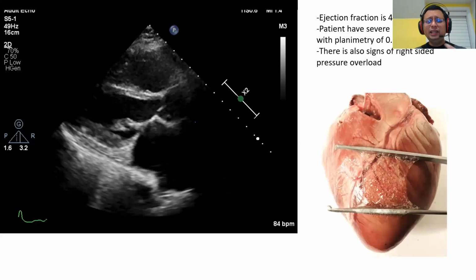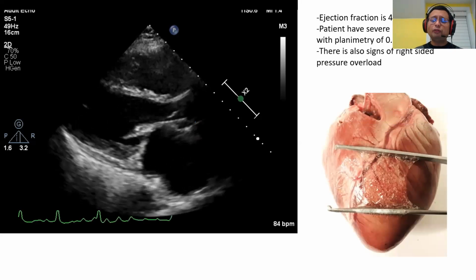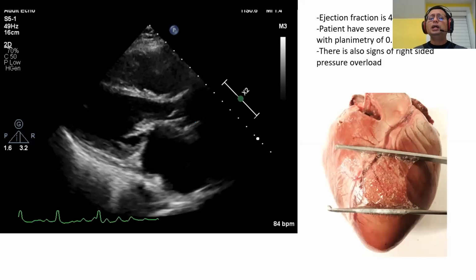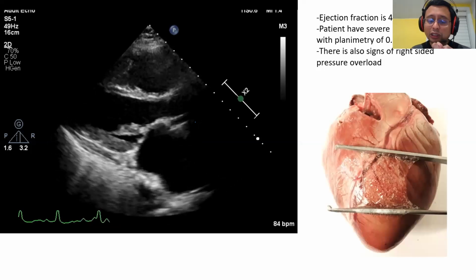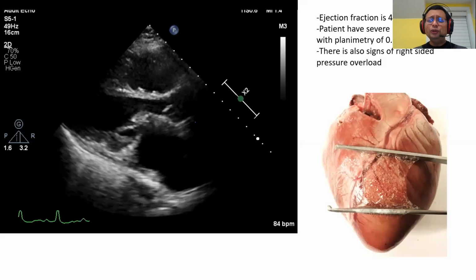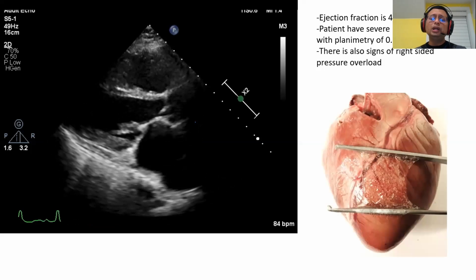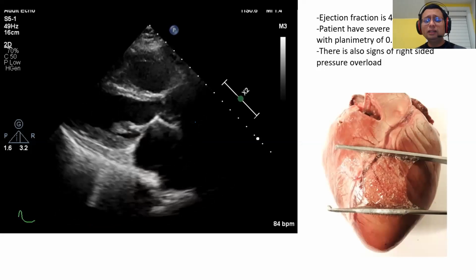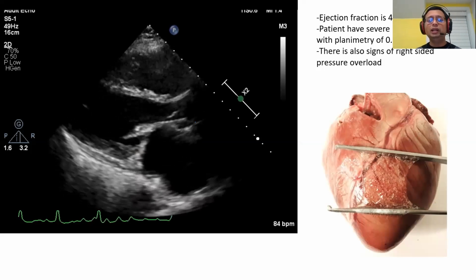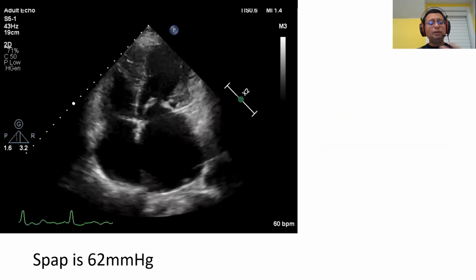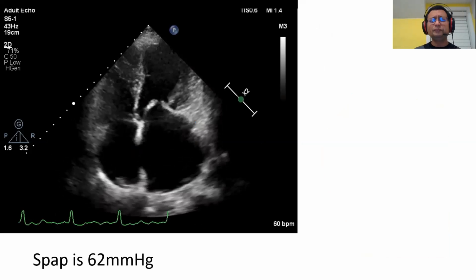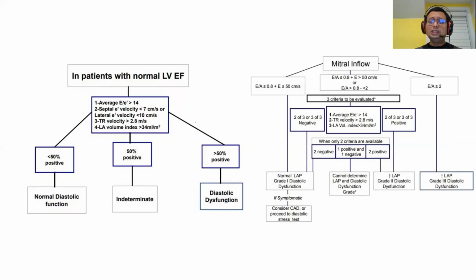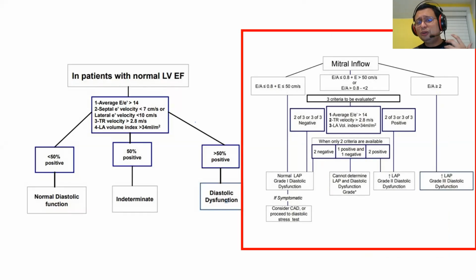However, again in this situation, because of severe mitral stenosis, even though you know the patient has diastolic dysfunction because the EF is 40%, and you know the LA pressure is elevated, you cannot tell whether this is because of the mitral valve or because of the problem with the left ventricle. The patient has a systolic pulmonary artery pressure of 62 millimeters of mercury. All right, EF is down, so straight away go to algorithm 2.